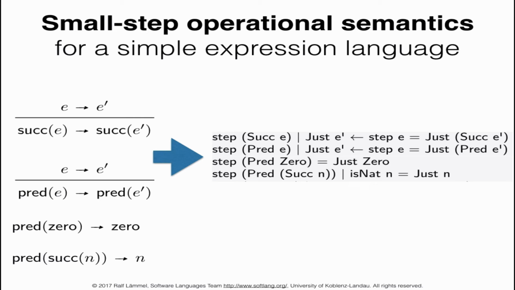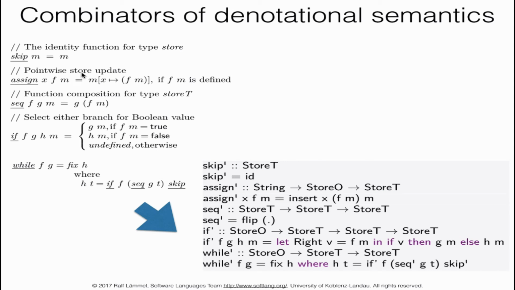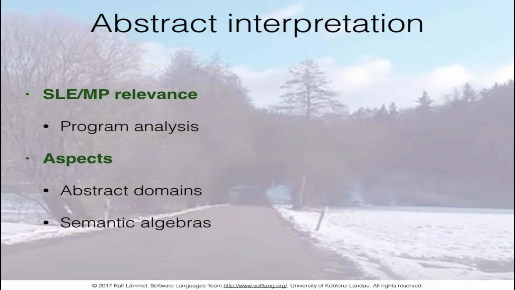The same can be done for small-step. Let's go on. And here's how we deal with denotational, compositional semantics. So this meta notation can just be turned into a very simple recursive mapping, and some sort of informal or semi-formal definition of the combinators used by denotational semantics can be easily implemented in Haskell. For example, here for the semantic combinator for the while statement, we use a fixed point combinator.